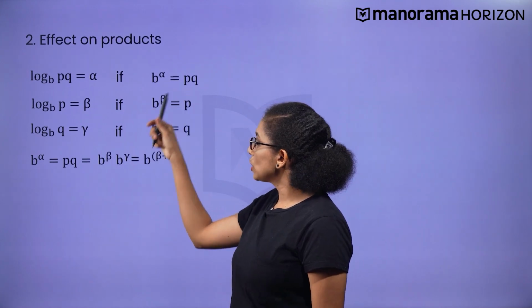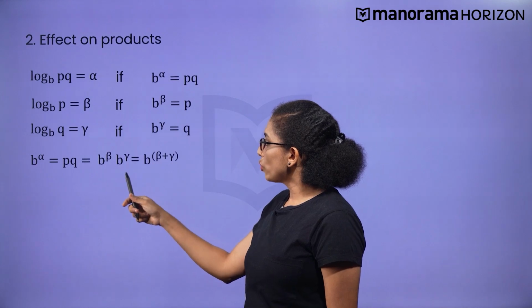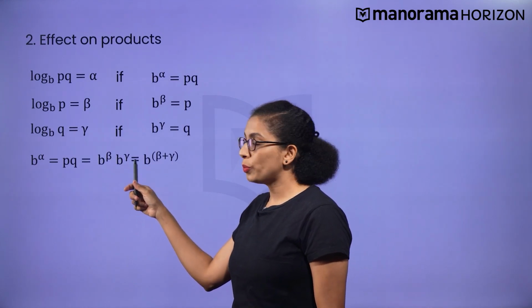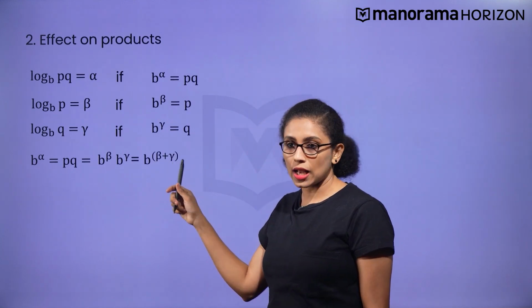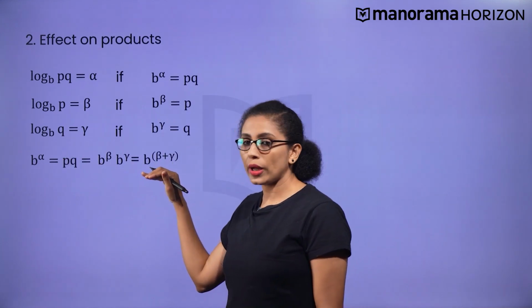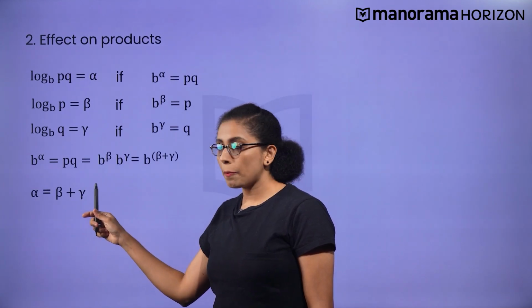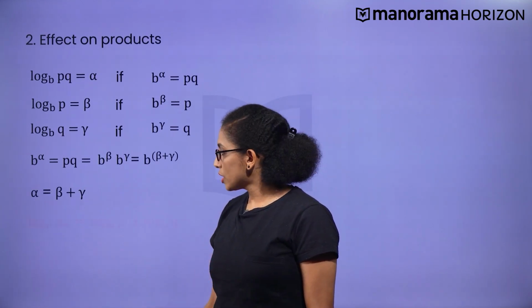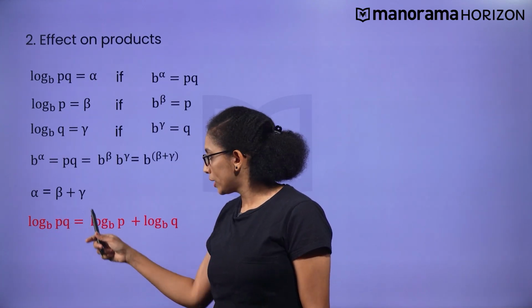b raised to alpha is equal to pq, which is equal to, what is this p and q? Substitute here. So, b raised to beta into b raised to gamma, and this can be written as b raised to beta plus gamma. Now, the bases are equal. Comparing the powers, we get alpha is equal to beta plus gamma. Now, substitute the values again. log pq to the base b is equal to, what is beta?